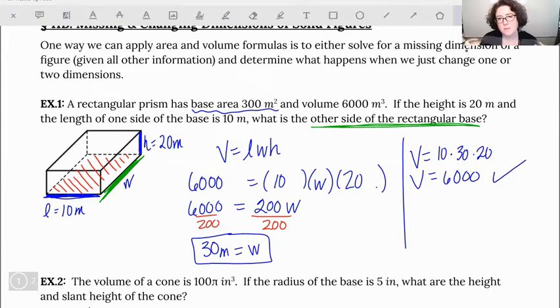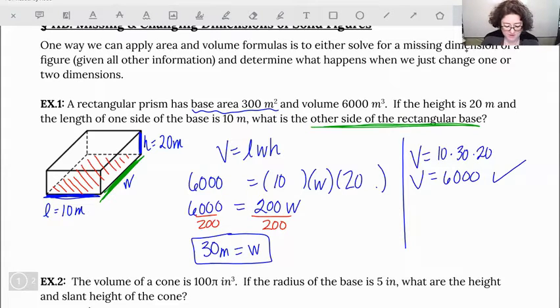All right, so again, I picked out what information they gave me, I labeled what I could, and then I picked out a formula that would let me solve. And again, we could have done this with just the base area. So base area is 300. If I divided out the 10 that they gave me, that would also leave me with 30 as my leftover.